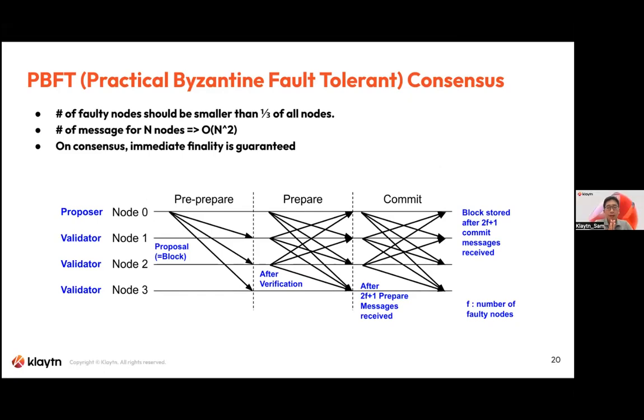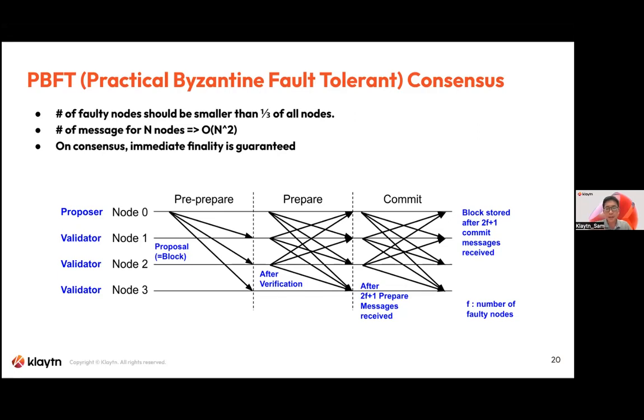Okay, then let me briefly explain the core concept of this PBFT consensus algorithm. PBFT stands for practical Byzantine fault tolerance, and that means this consensus tries to solve the Byzantine generals problem. Basically this type of consensus algorithm uses messages and a kind of voting mechanism to determine the correctness of the message.